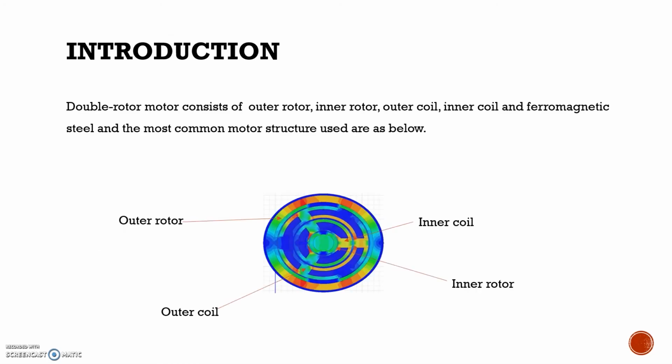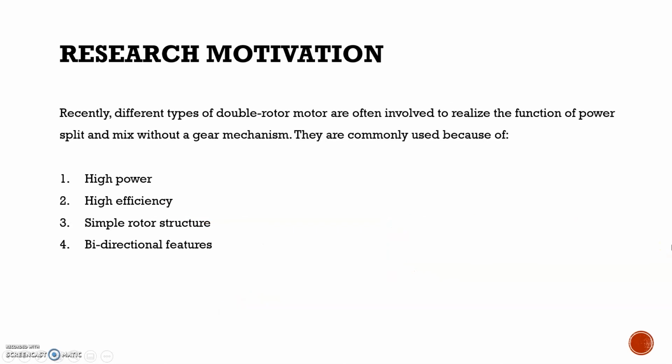Okay, introduction. This is an example of the common double rotor motor used. Next, this is the research motivation. The motivation for this project is that double rotor motors are commonly used because they have high power, high efficiency, simple rotor structure, and bidirectional features. This is the highlight for this project, bidirectional features.